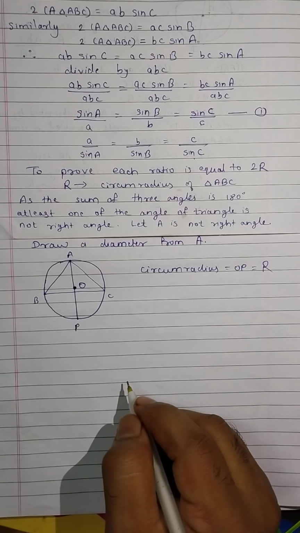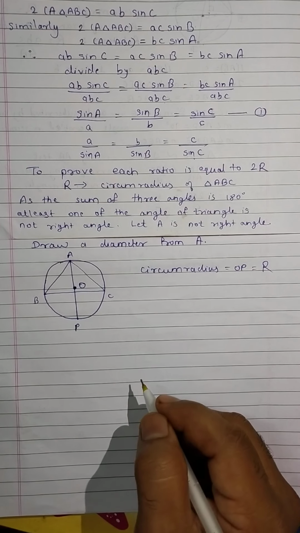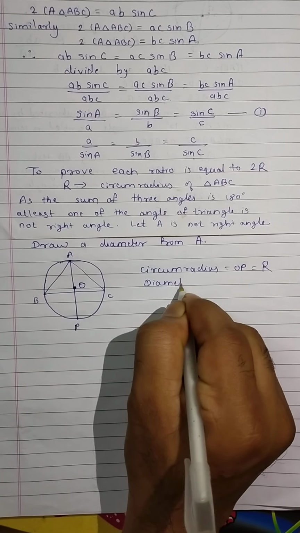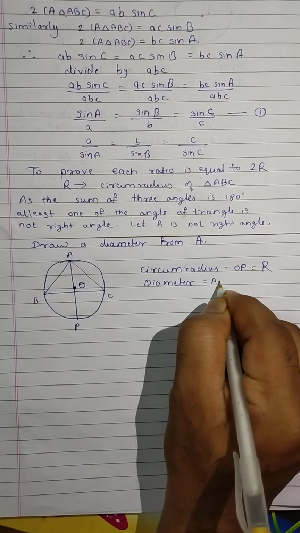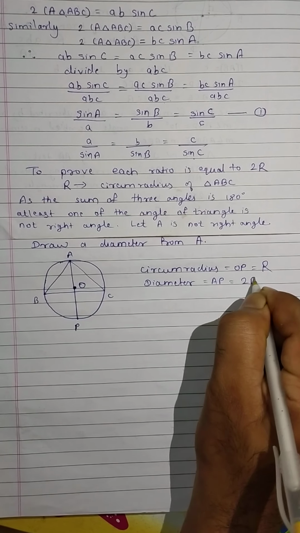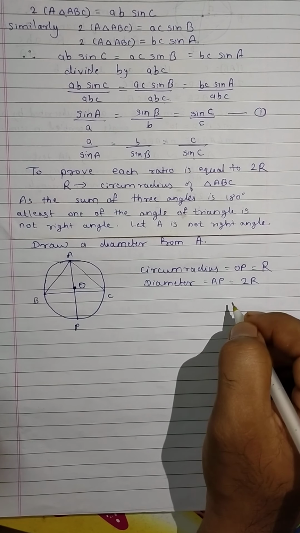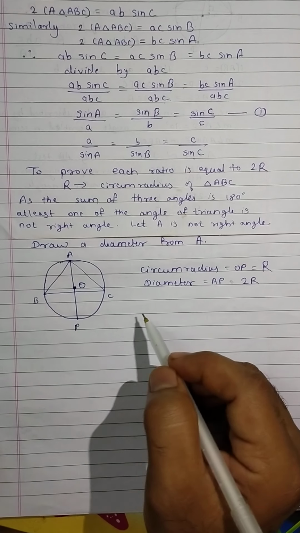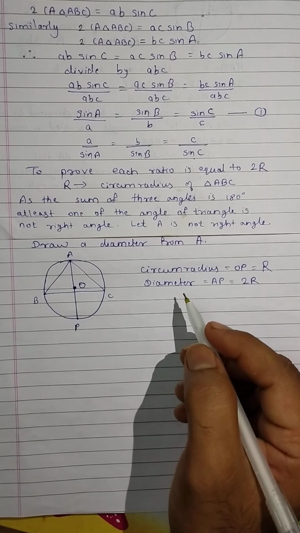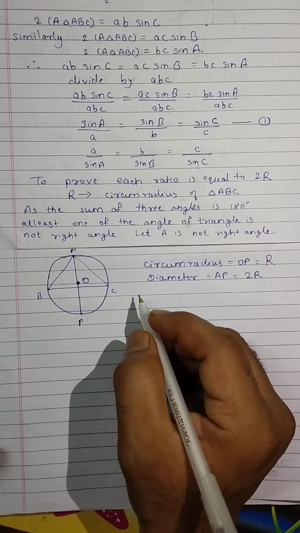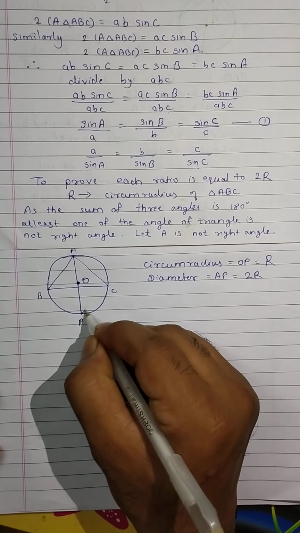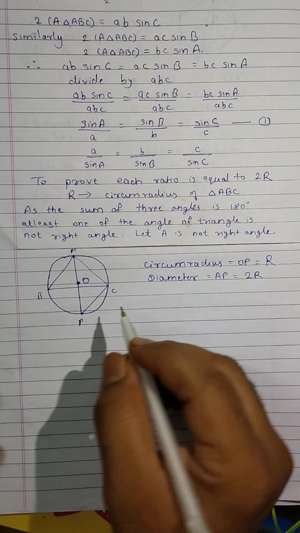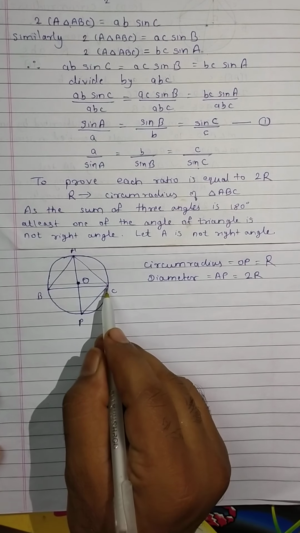That will be R, and the diameter AP will be 2 times R. Okay, the radius and the diameter have that relation. Now we will change the geometry of this triangle by joining CP.